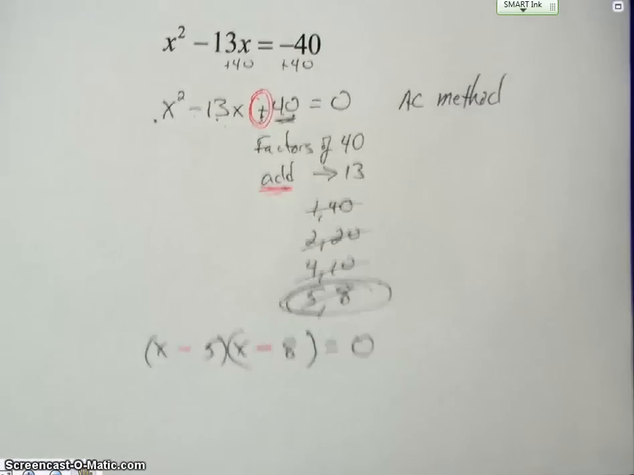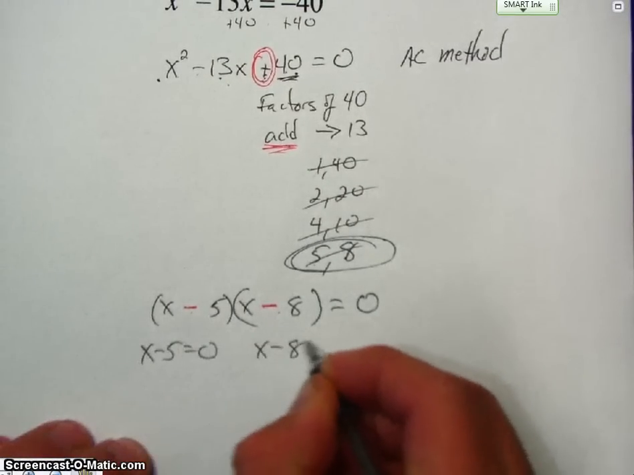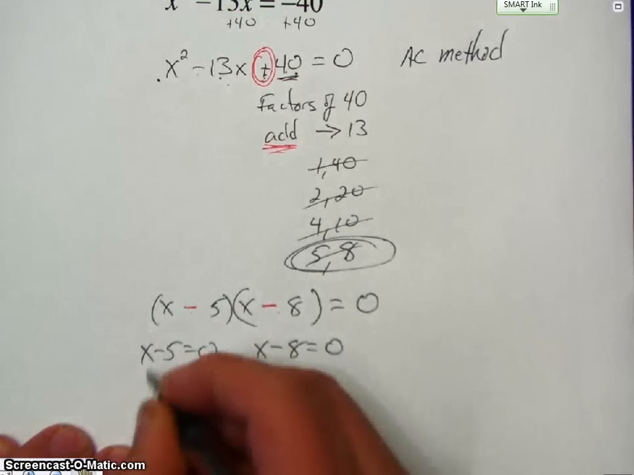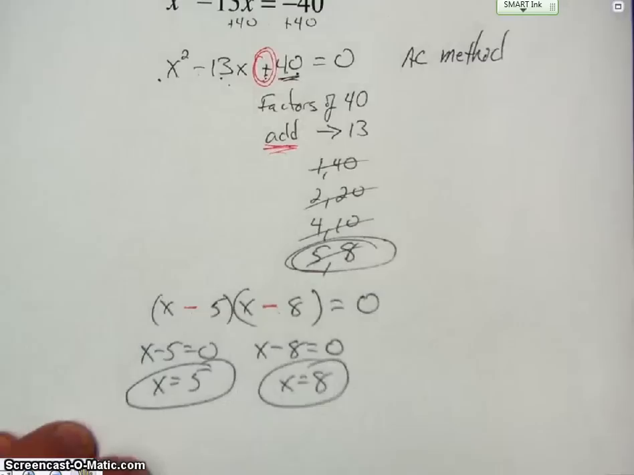Now I can set each factor equal to 0. So x is equal to 5 and x is equal to 8. And there you go.